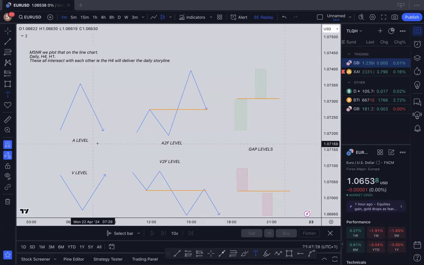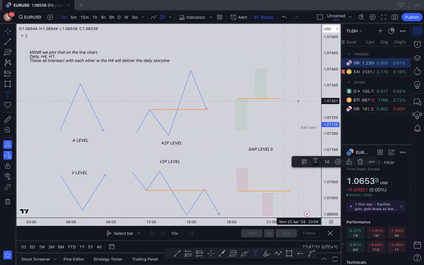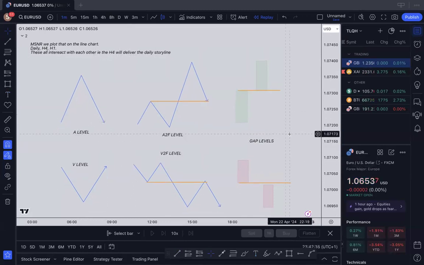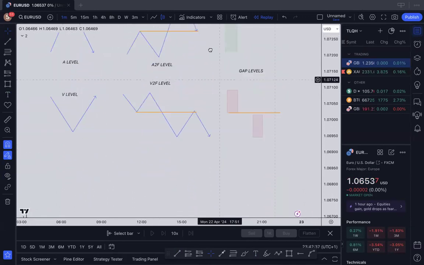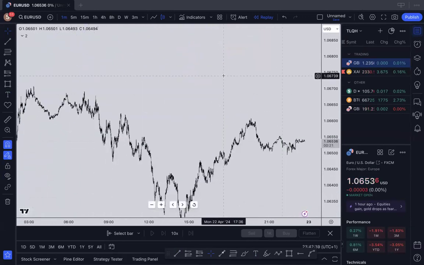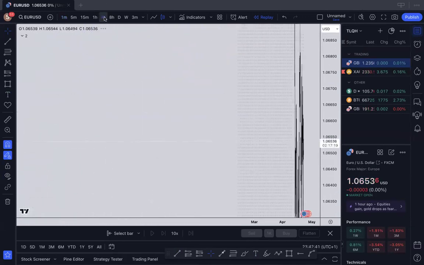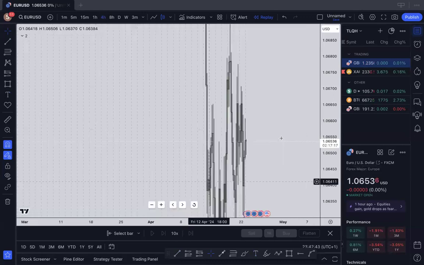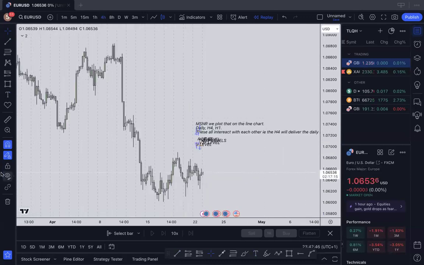Okay, so these are your 3 types of levels. So now let's go and plot these on the chart. So we're just going to go to the H4 chart here. I'm actually just going to clear my chart.